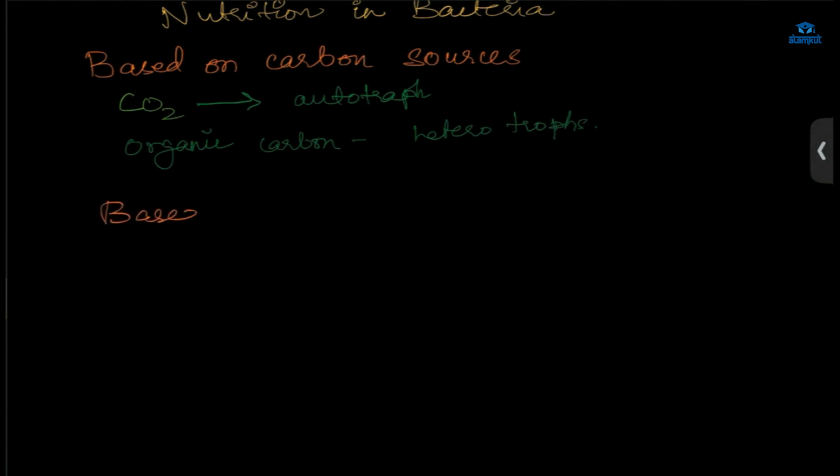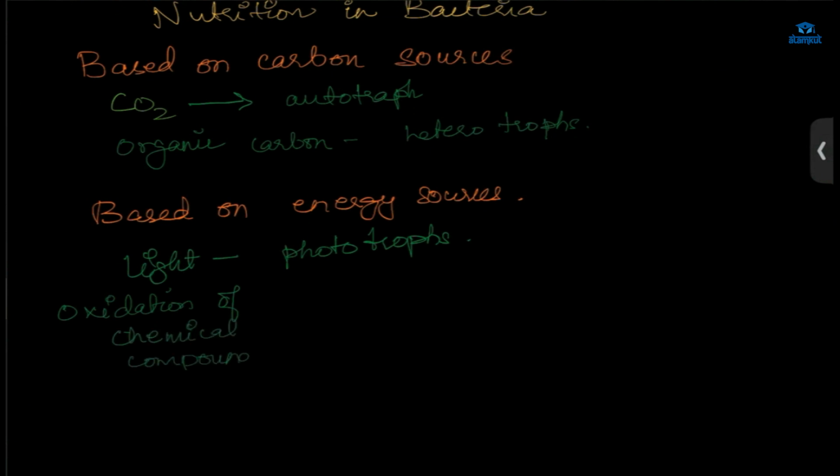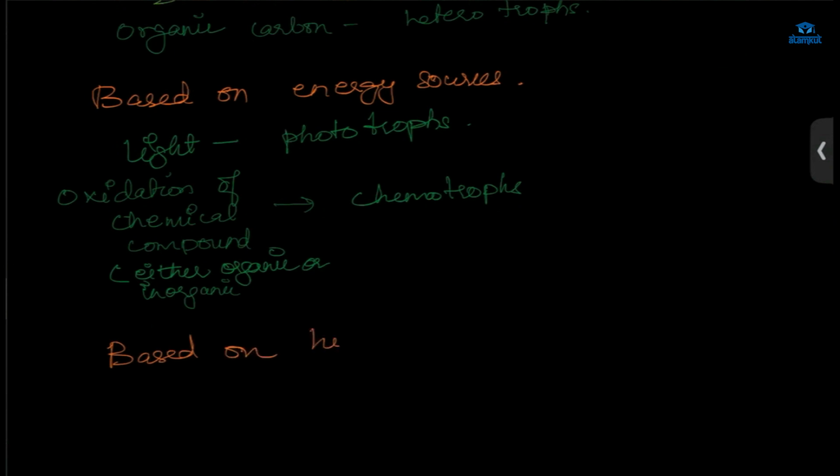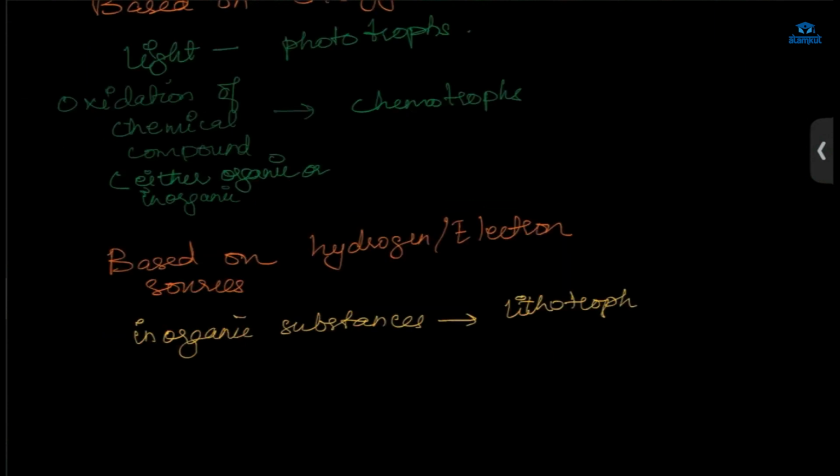Next, based on energy sources, we have light, phototrophs. If the energy is generated by oxidation of chemical compounds, either organic or inorganic, then it would be chemotrophs. Lastly, based on hydrogen electron sources, if the electron source is an inorganic substance, then it is lithotroph. If it is from an organic compound, then it is organotroph.